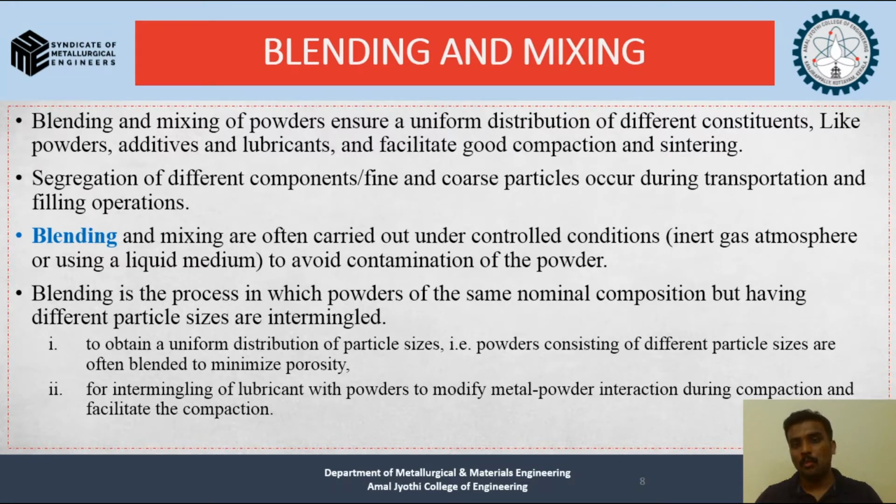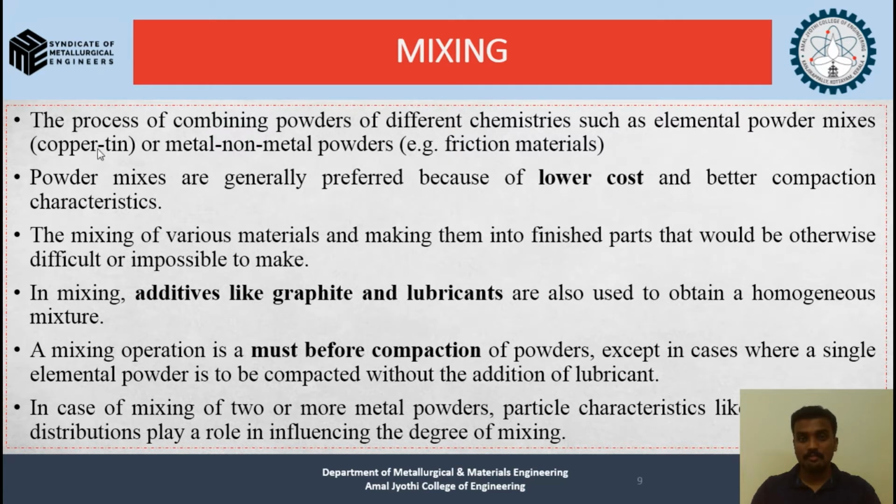So what is the gist of all this blending and mixing operation is that we have to make sure that the powder after compaction ensures a certain property, and we should make sure of that by proper mixing and blending. When compared with blending operation, mixing is the process of combining powders of different chemistries, such as elemental powders of copper or tin, or a metal or a non-metal. The best example is the friction material, like the brake shoe. This is the best example for mixing operation.